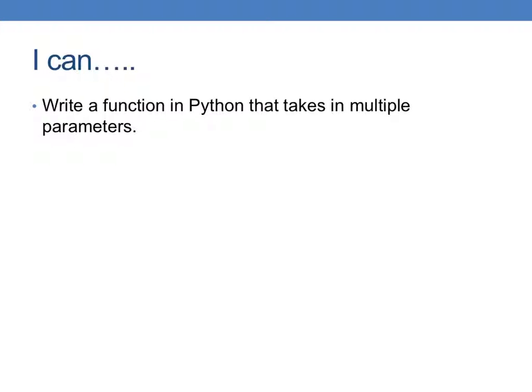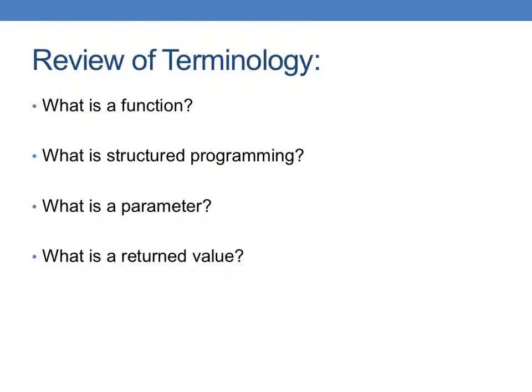By the end of today's lesson, you should be able to write a function in Python that takes in multiple parameters. Before I move on, make sure that you know these basic pieces of terminology. Remember that a function is like a mini program. It's a subroutine or a method, whatever terminology you want to use, that has a small job. And structured programming is the concept of breaking a program up into functions, into smaller tasks and smaller problems to help us solve a big problem.